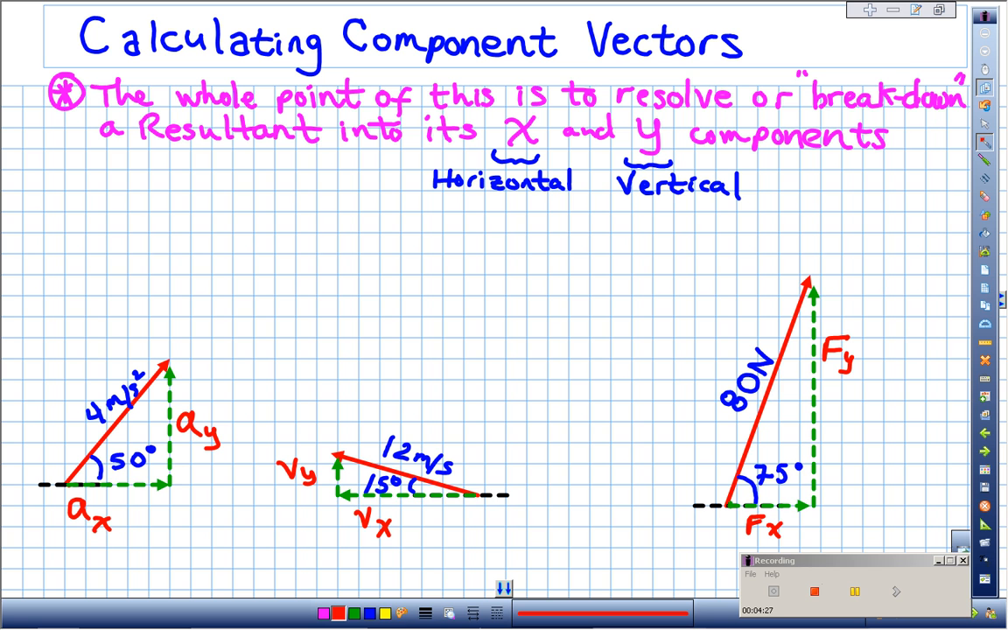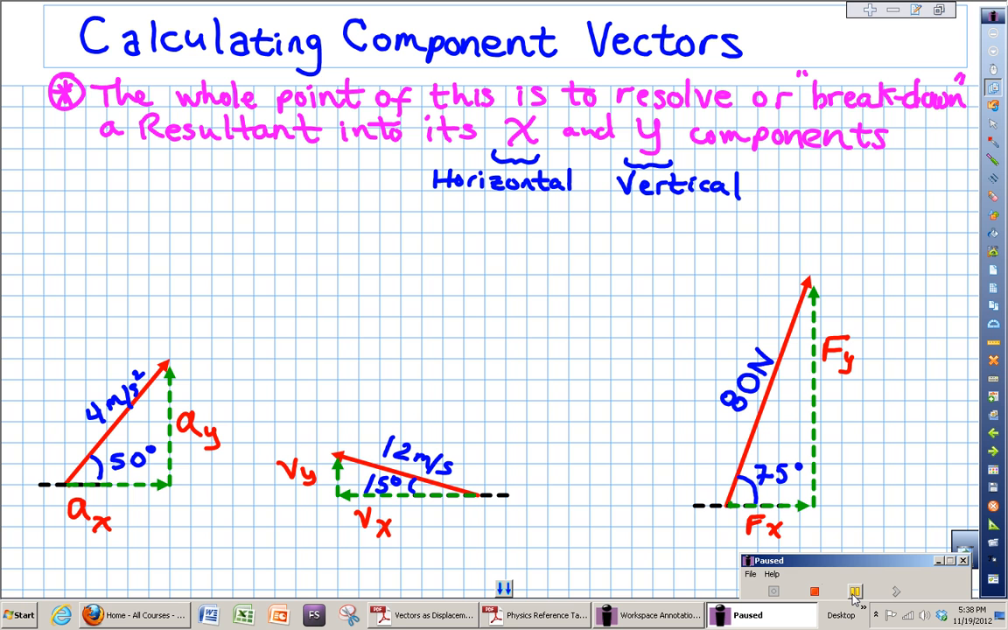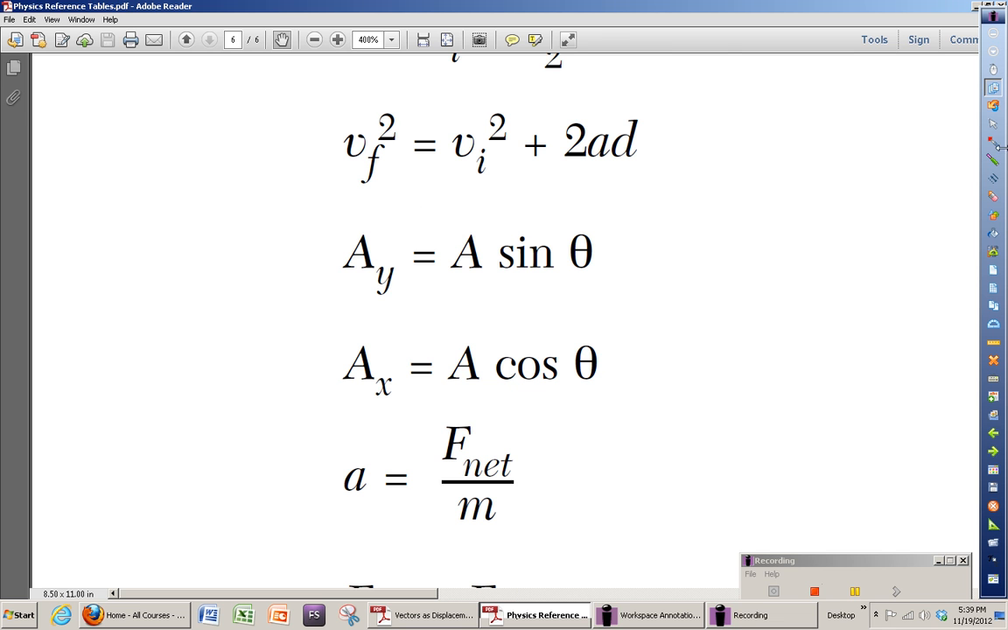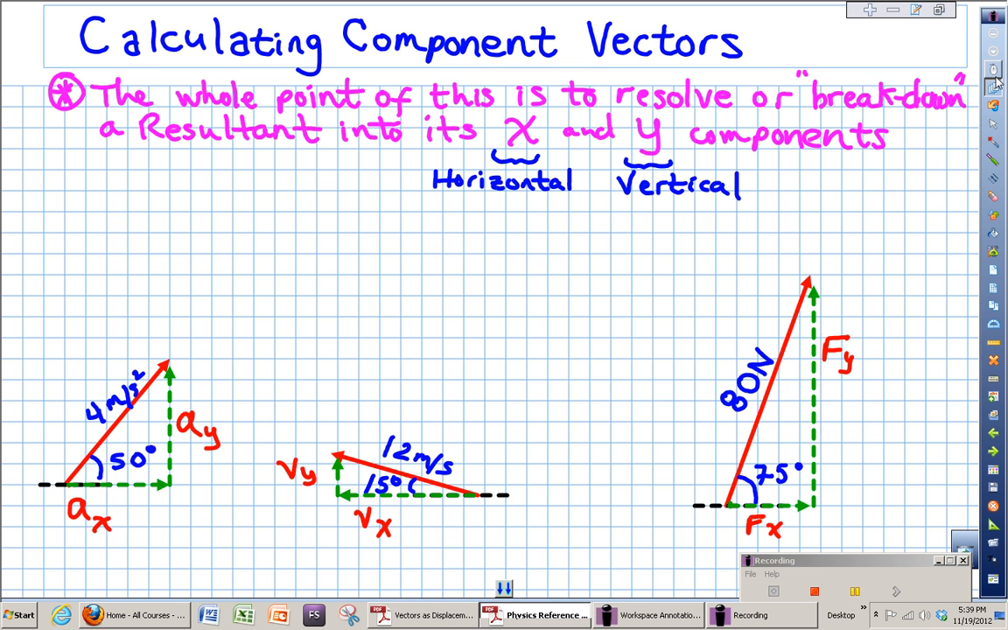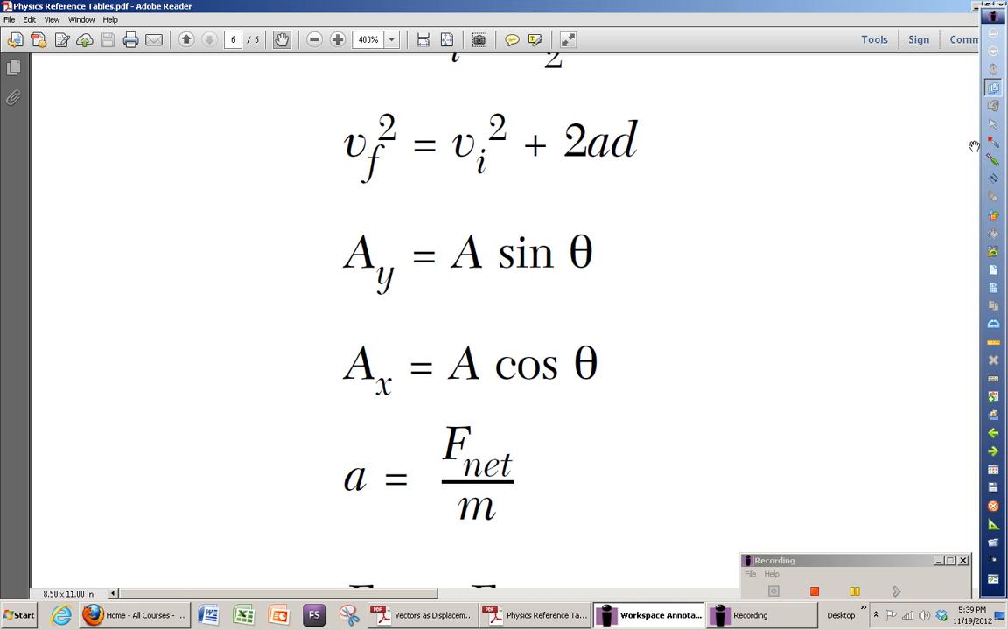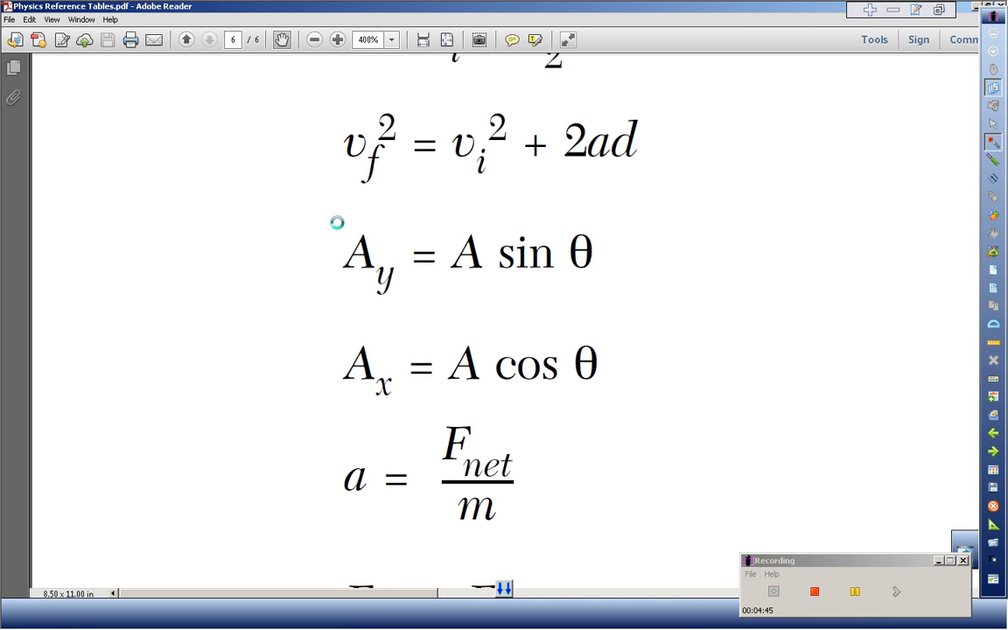Now, I'd like to take care of these each individually, one by one. But before I do, I want to just direct you real quick to your physics reference tables. On the very back, you'll see 2 very important equations, and they deal with vectors in different directions. Right here on the back of your reference table, you'll see that for any vector in the y direction, you can calculate it by taking the resultant vector and multiplying by the sine of the angle between them.